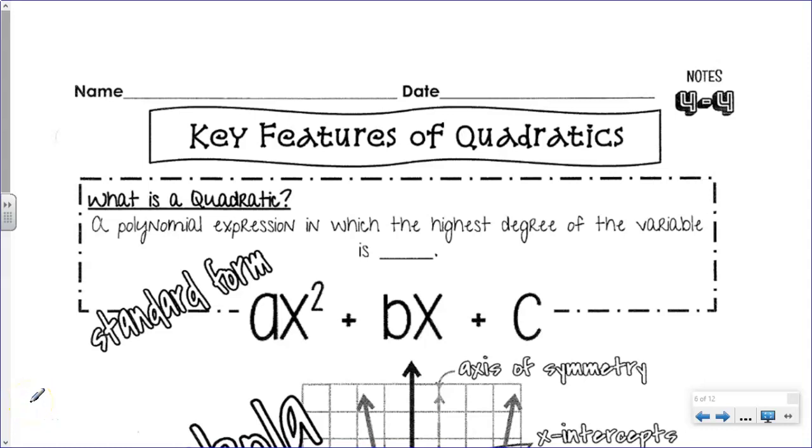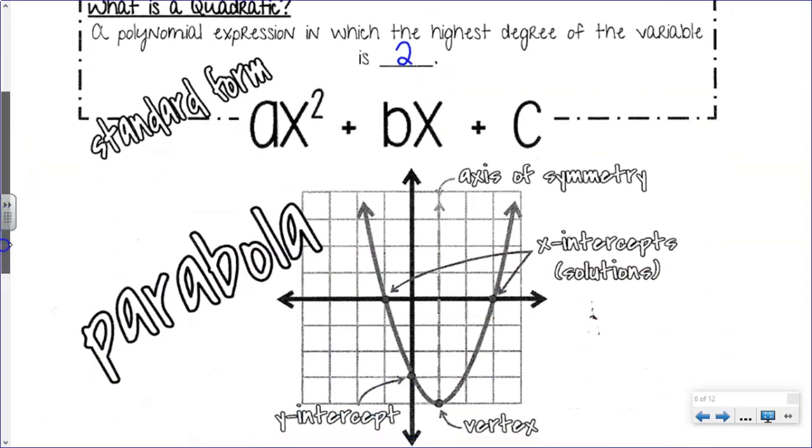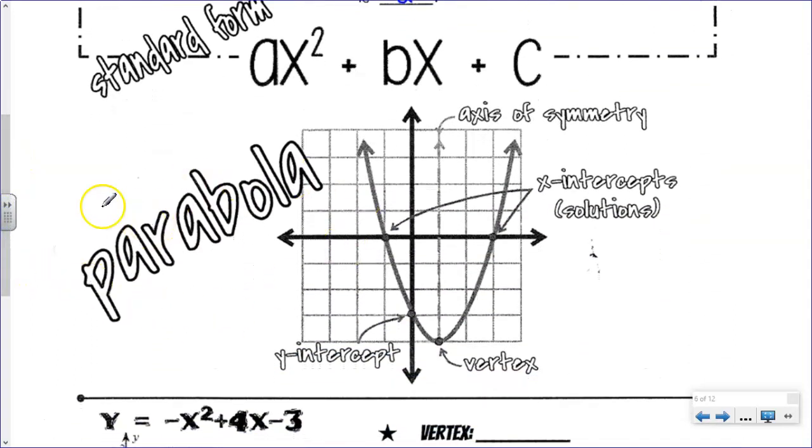All right, we are going to talk about key features of quadratic functions today. Now, we already know a polynomial expression in which the highest degree of the variable is 2 is our quadratic in standard form, ax squared plus bx plus c. You should know that a quadratic function makes a U-shaped graph called a parabola. It can open up or down.